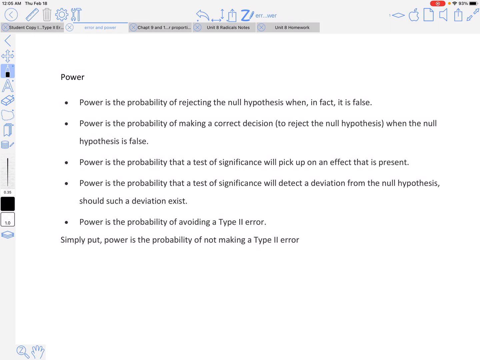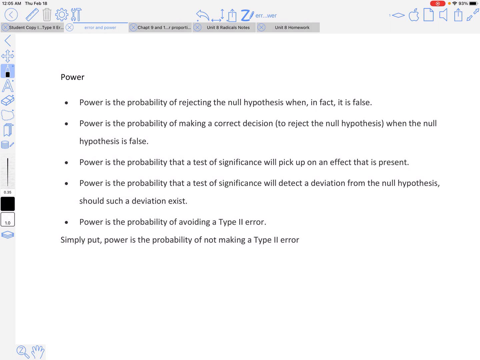Power is the probability of rejecting the null hypothesis when it is false, right? So if we reject the null, we go with the alternative. This is a correct choice, right? So it's the probability that we reject the null when it needed to be rejected. Power is the probability of making that correct decision, like I said. Power is the probability that a test of significance will pick up on an effect that is present.